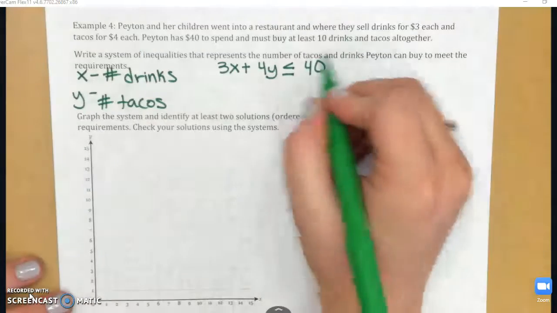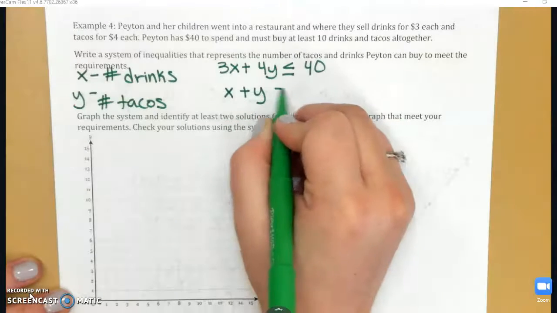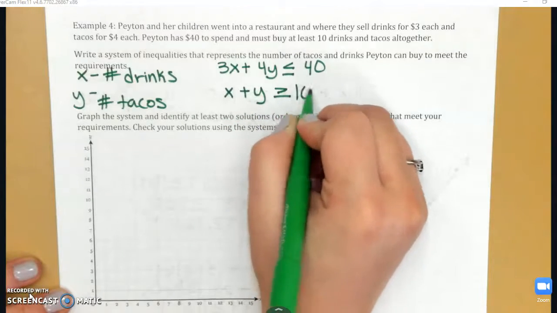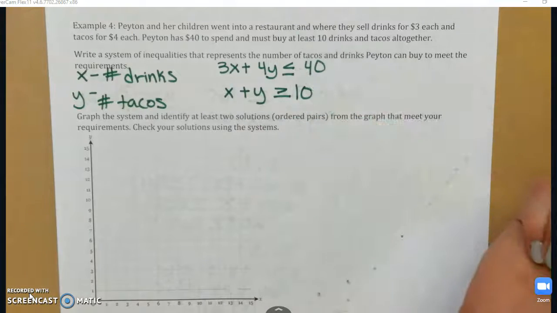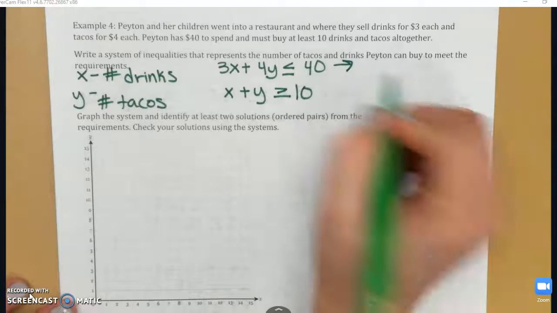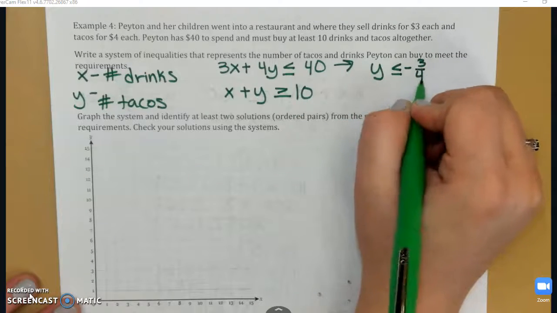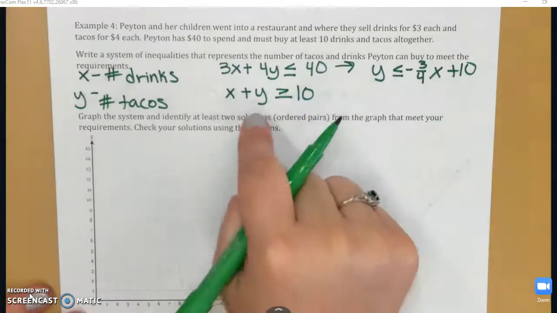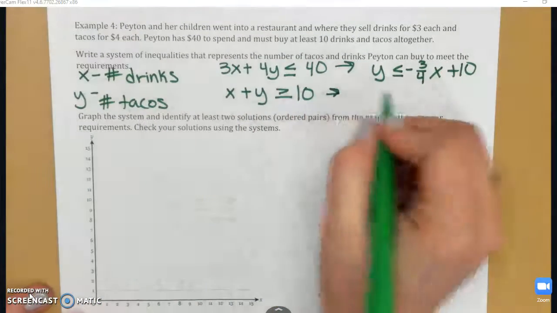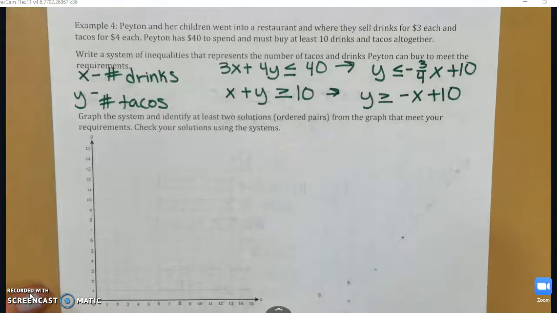And then if I need to buy at least 10 items, that means that my total of x and y can be more than 10, it can be equal to 10, but it can't be less than 10. So there are my two inequalities. If I'm going to graph them, I need to rewrite both of them in slope-intercept form. So that first inequality will be y is less than or equal to negative 3/4 x plus 10. I do that by moving the x over, then dividing by 4. And on the second one, I just need to move x over. So y is going to be greater than or equal to negative x plus 10.